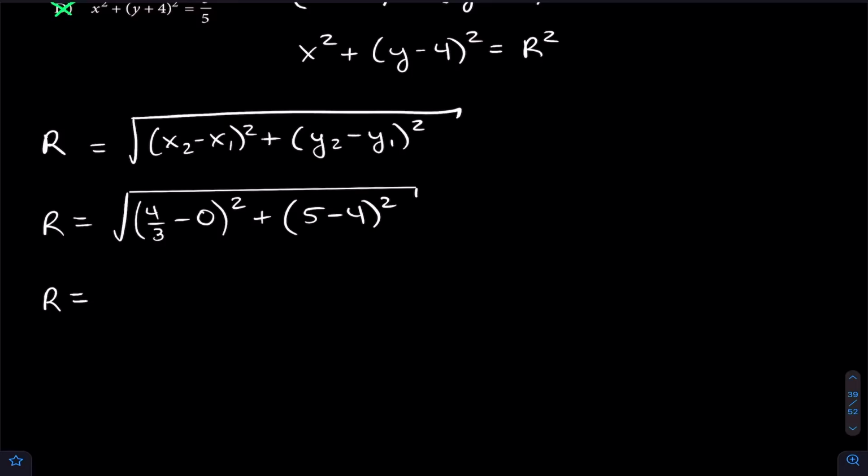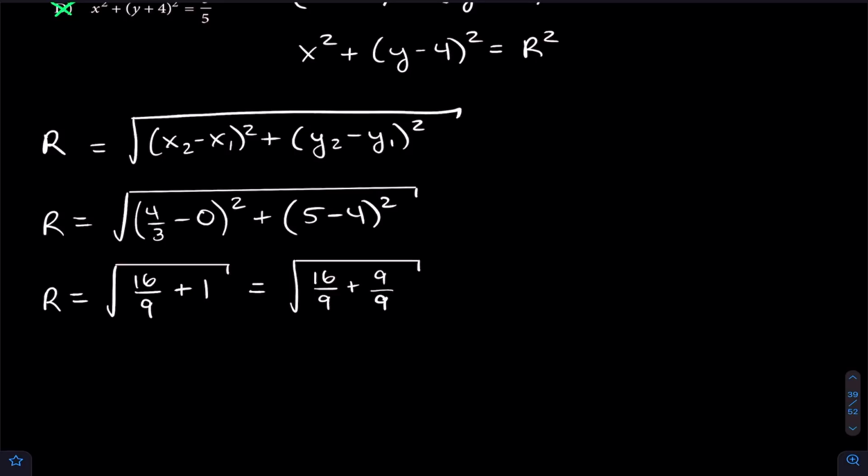And so we can simplify that. R is going to be the square root of 4/3 squared, which, if you want to square a fraction, you just square the numerator and square the denominator. So it's going to be 16 over 9, just 4 squared is 16, 3 squared is 9. And then this is 1 squared, that's 1. So what we get under here is 16 over 9 plus 1. You can write that 1 with a common denominator, as 9 over 9. And you end up getting that under the square root is 25 over 9. So that gives you the radius.